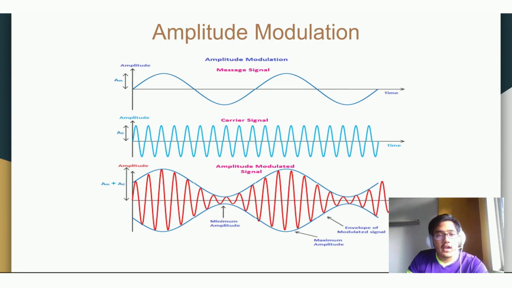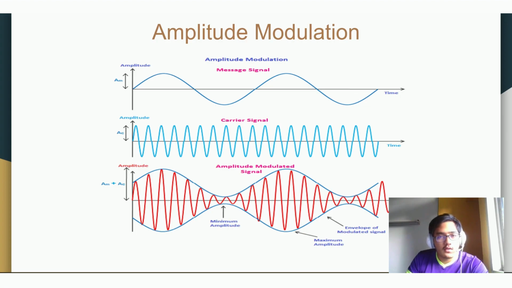Since we have a clear idea of the meaning of data communication and modulation, I would like to talk about the first part of analog modulation, which is amplitude modulation. What we can understand about amplitude modulation is that the amplitude of the carrier signal changes according to the amplitude of the information signal. Let's take a look at the diagram here.